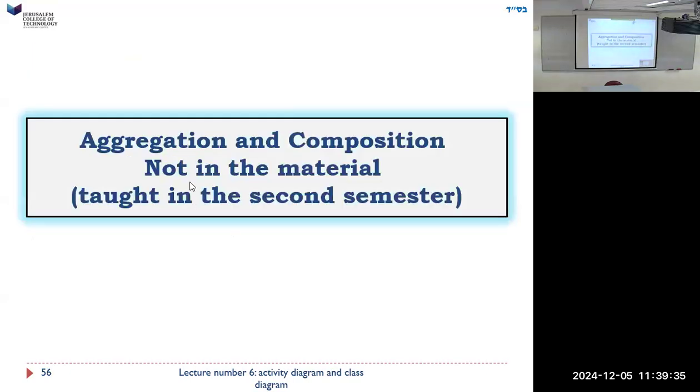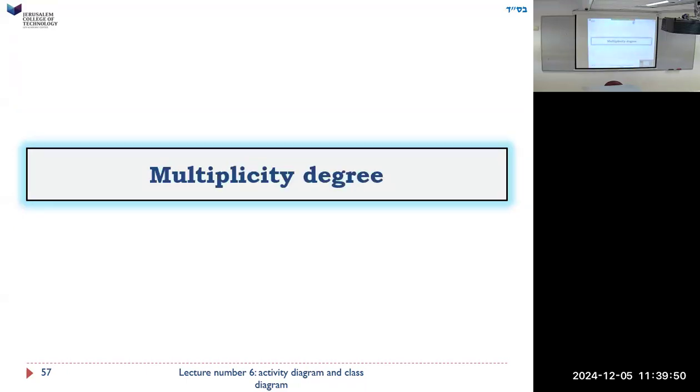Okay. Aggregation and composition, unfortunately, is not in the material this year. It's taught in the second semester. I guess there's no other course, as far as I know, that teaches this, but is there? I don't think so. But it's not in the material, even though I would put it in the material.